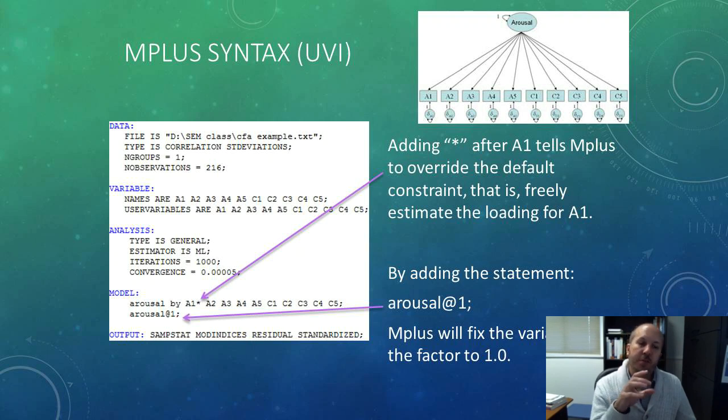So again, here's an example of UVI. This shows you the syntax and what it looks like, as well as what the variable looks like. This is a single confirmatory factor analysis, but you can see they have the asterisk next to A1 to tell Mplus to override your default. And then on the next line, they say arousal at 1. So the latent variable's variance is set to equal 1, and that will do a UVI if you want to do that for any reason.